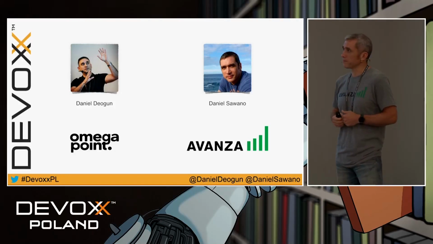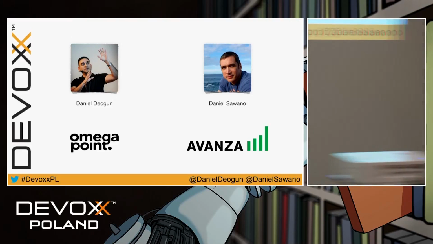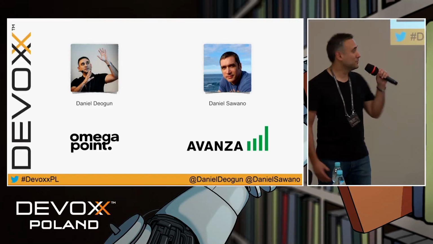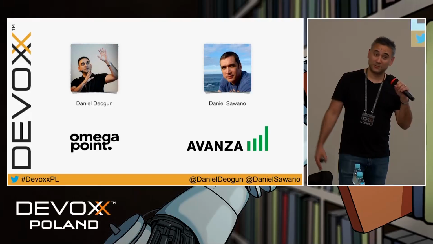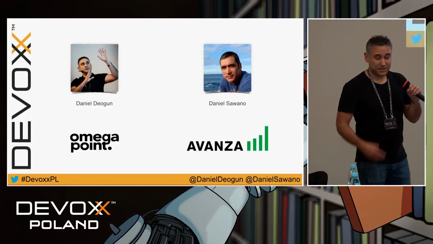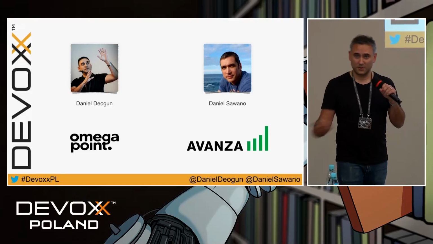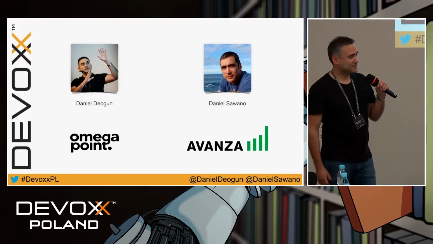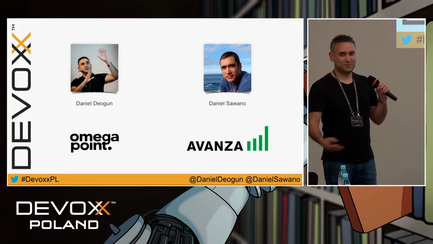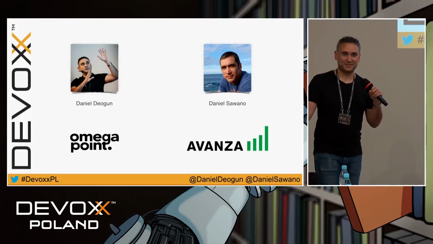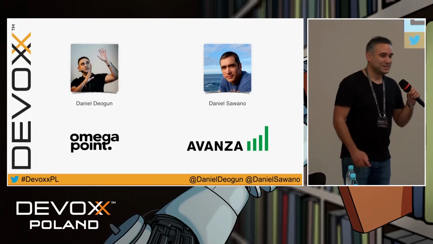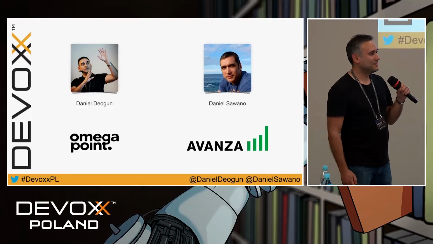And who are you? Well, my name is Daniel Deogun. I'm from a consultancy firm called Omega Point, in Stockholm, Sweden as well. I specialize in the crossing between application development and security. And I guess you can Google us if you're interested. I think this is the boring part, so let's go into the fun stuff.